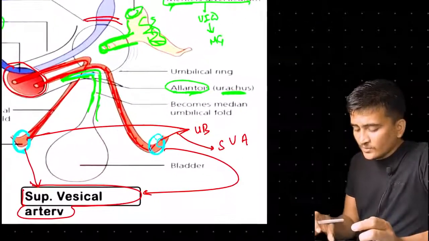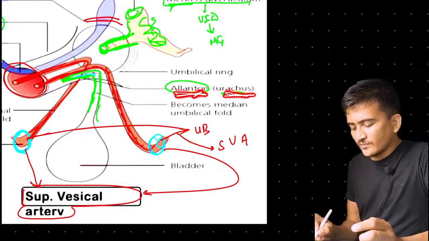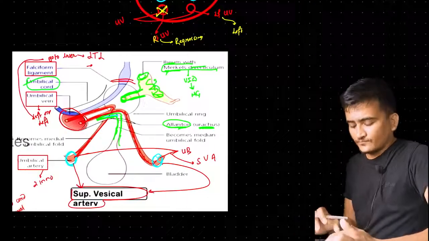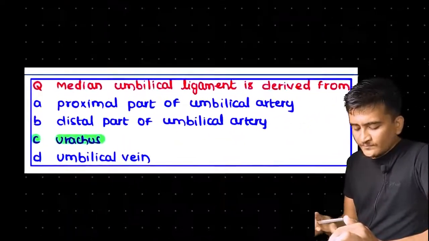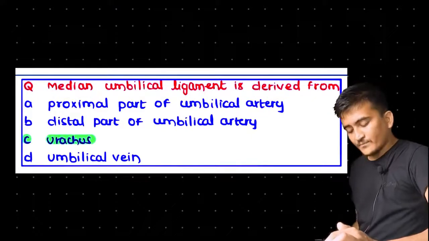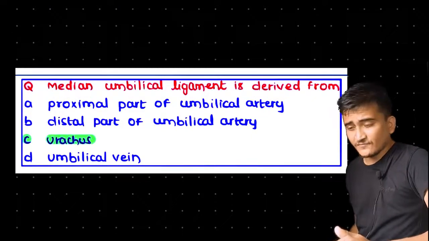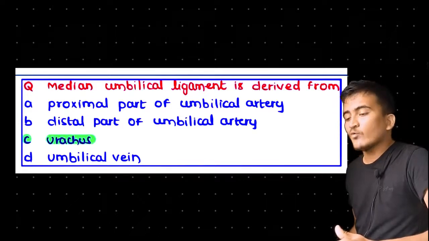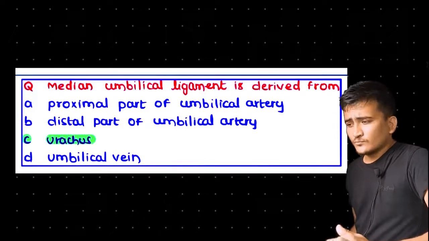Similarly, we talked about the allantois, the urachus, and Meckel's diverticulum. That's all. So now one question: the median umbilical ligament is derived from what? Since we haven't talked about the median umbilical ligament, through this question we would like to move toward the concept.